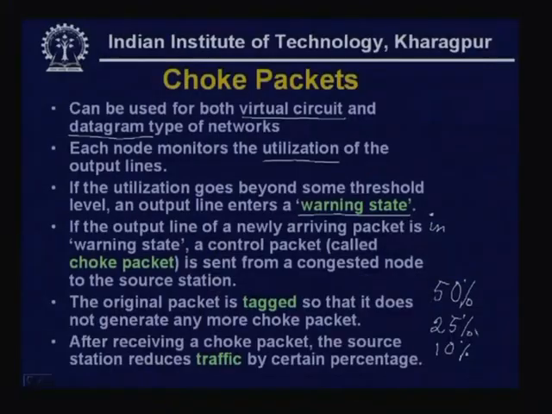If no more choke packets are received for a certain duration, then the traffic is again increased, but not at a high rate. Maybe it is increased at the rate of 10%. So, it is increased at the rate of 10%, but reduced at a higher rate in the beginning, then the rate is made smaller and smaller. This is how the traffic is controlled by the source node in response to choke packets, and the system comes out of congestion.